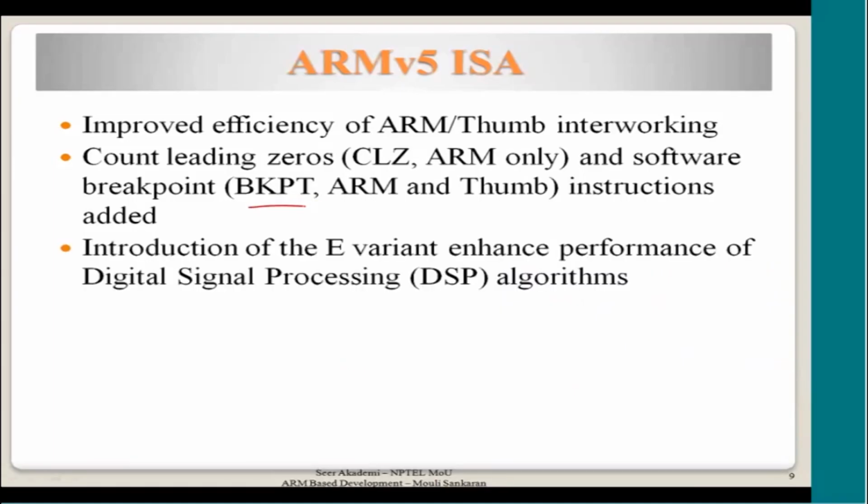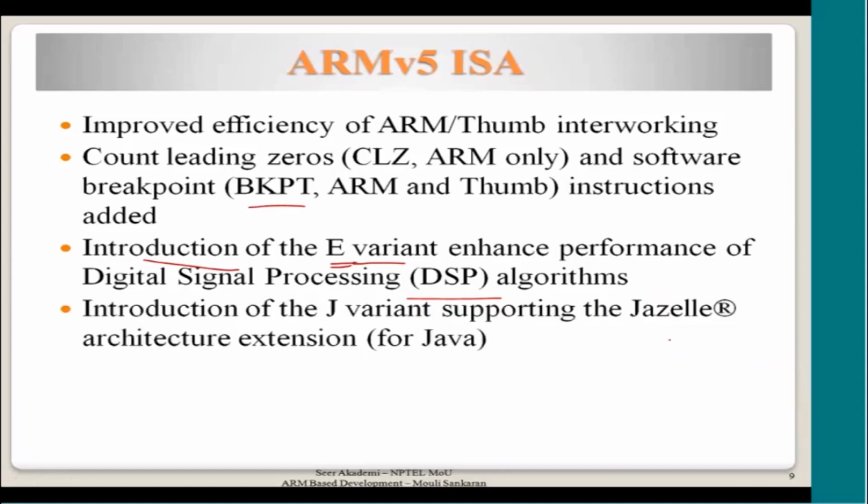And then the introduction of the E variant. This is for DSP processing algorithms. For DSP algorithms, instructions have been added in the E variant. So if you see an E extension to the ARM number, then DSP features are added to it. These are some instructions which will help you in implementing DSP algorithms. Not that the algorithm is implemented, but some instructions help you in developing DSP algorithms using an ARM processor.